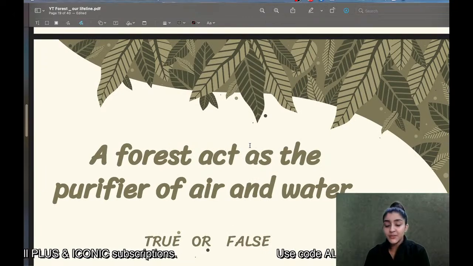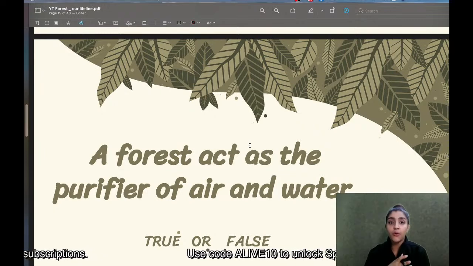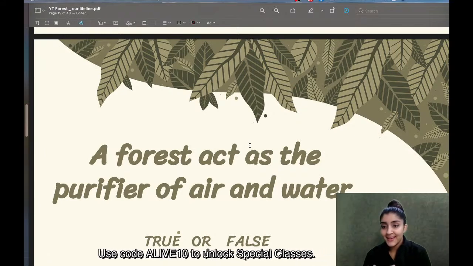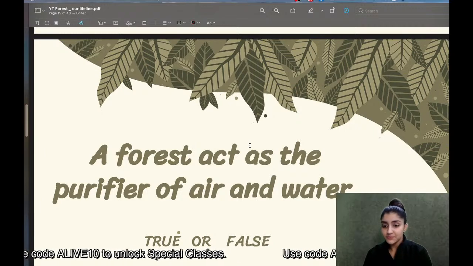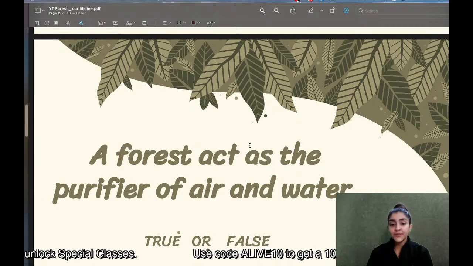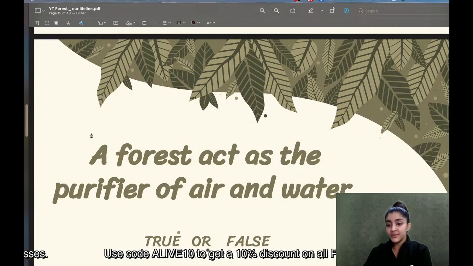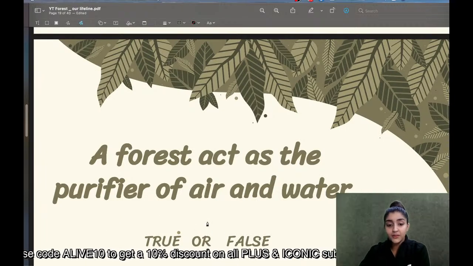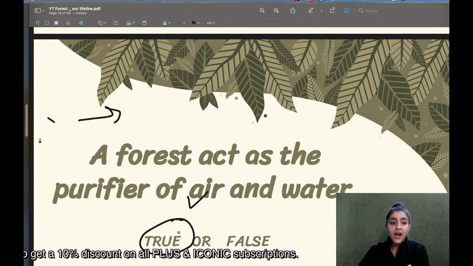Okay, so is this statement true or false? Can I say that forests act as a purifier of air and water? Is this correct or is this false? Okay, I'm waiting for your answers. A forest acts as a purifier of air and water. Come on guys, you need to answer. Yes, absolutely, Divyanshu, Ravindra and Gurya. So that is absolutely true. We know that it intakes carbon dioxide.